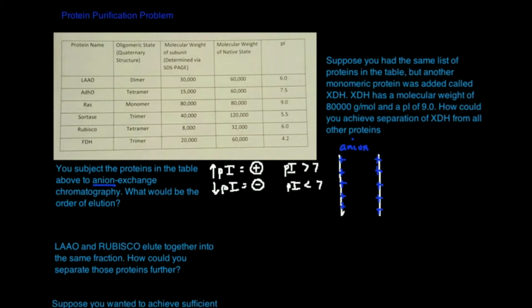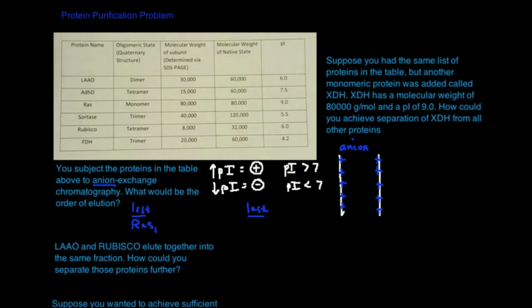So the first, I'm going to say the first are going to be over on this side, and these are going to be the last over here. So the first ones to elute in anion exchange chromatography are going to be the positively charged ones, and high isoelectric point are the ones that are positive. So the highest isoelectric point is 9. So the first to elute is going to be RAS.